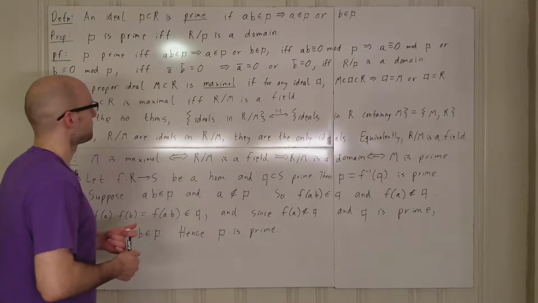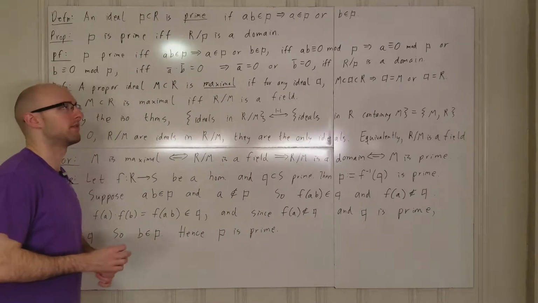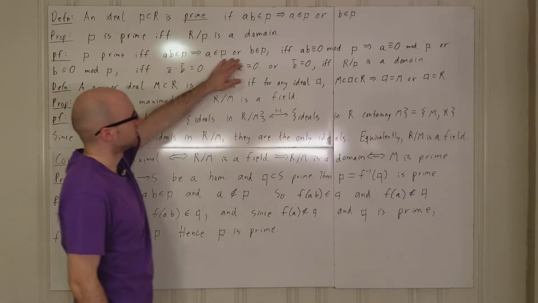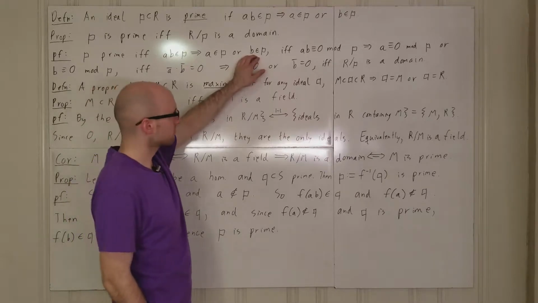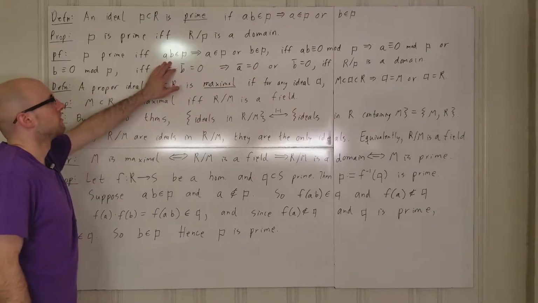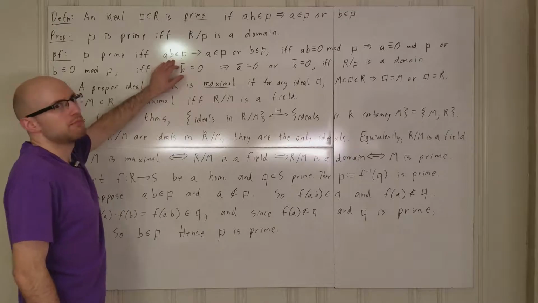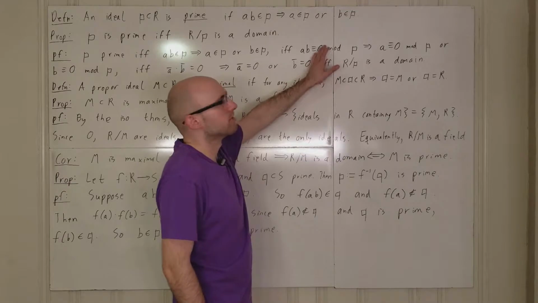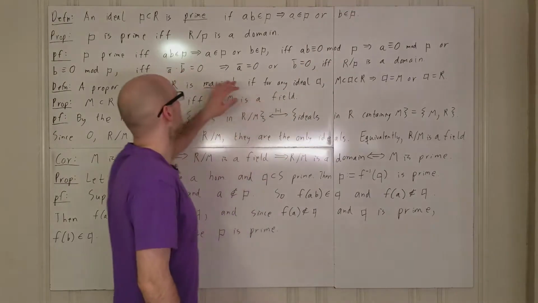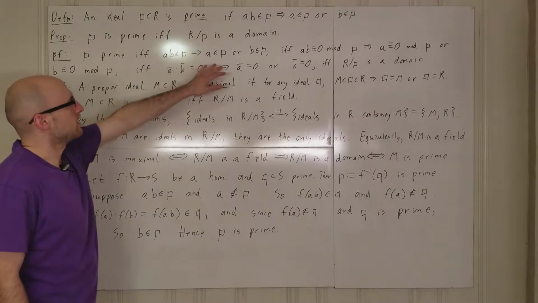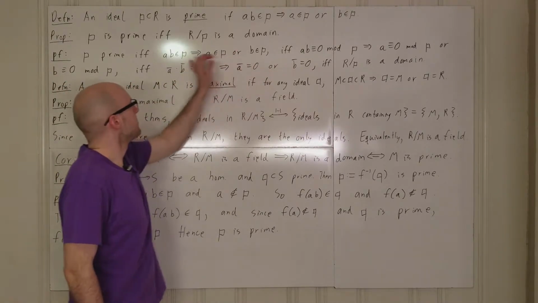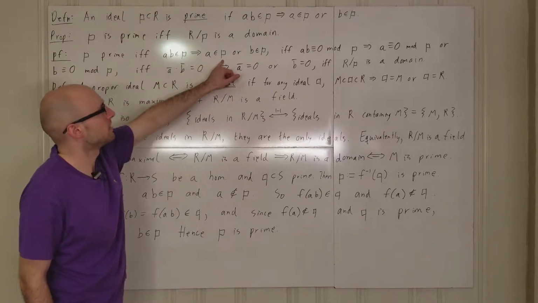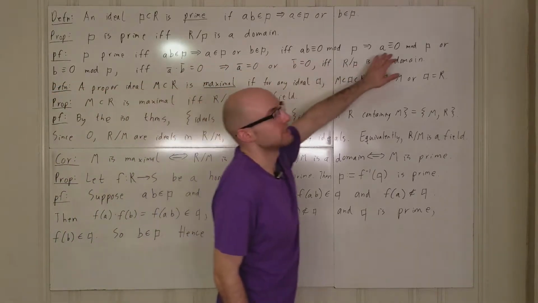So to prove this, we're just using the definitions. P is prime if and only if this condition holds. But now rewriting this, something being an element of the ideal P is the same thing as it being congruent to 0 mod P. So this holds if and only if AB being congruent to 0 mod P implies A is congruent to 0 mod P, or B is congruent to 0 mod P, and that's exactly what I've written here.